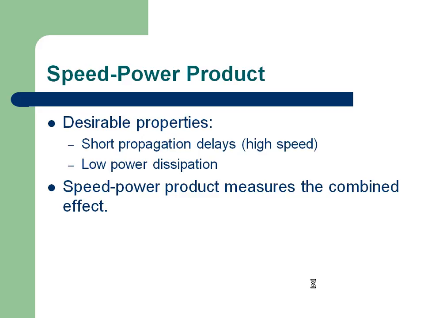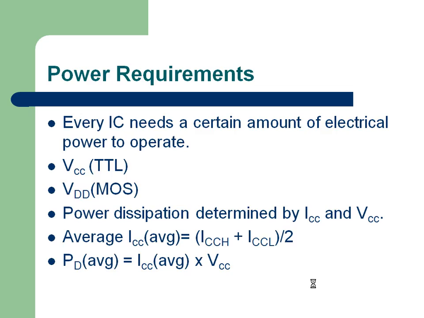Now, when you want to comment on TTL and the MOS variants, in case of TTL, we usually refer to VCC, that is nothing but logic 1. In case of CMOS, we usually refer to VDD. So power dissipation is decided by ICC and VCC if it is TTL. Collector current, that is how much you are drawing.